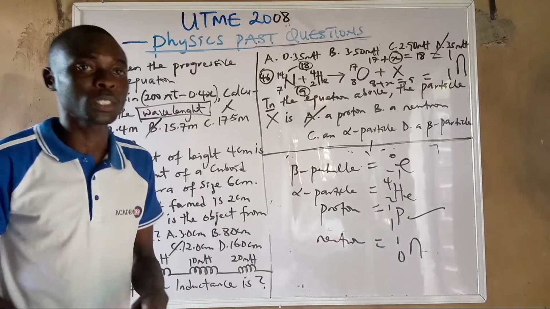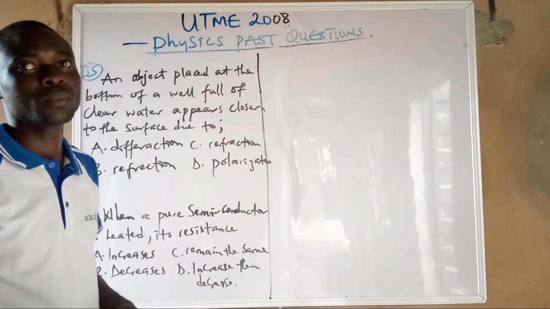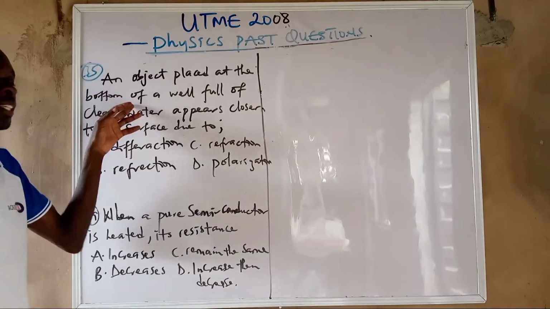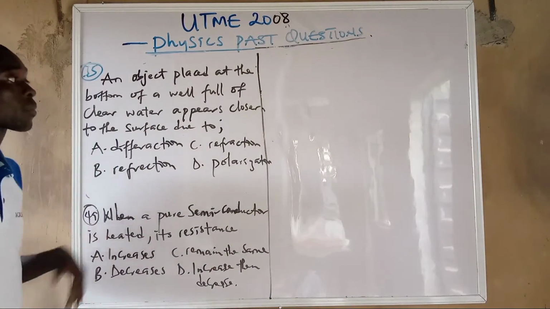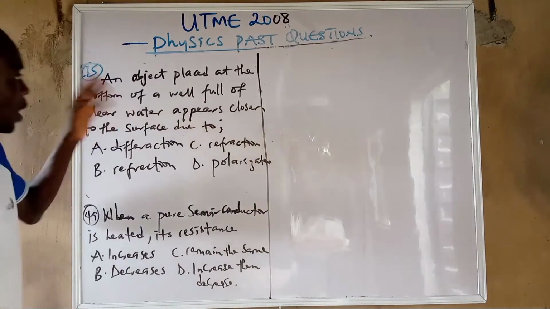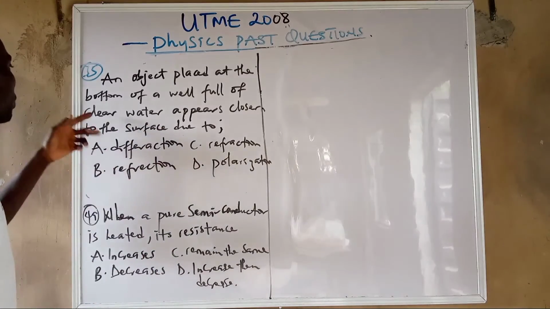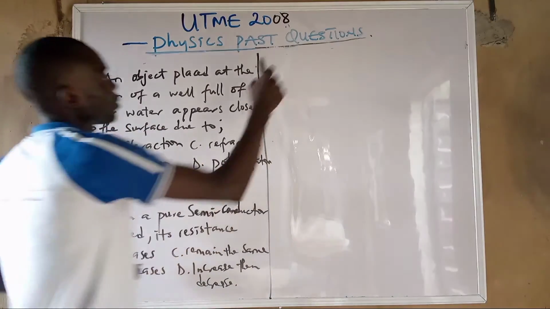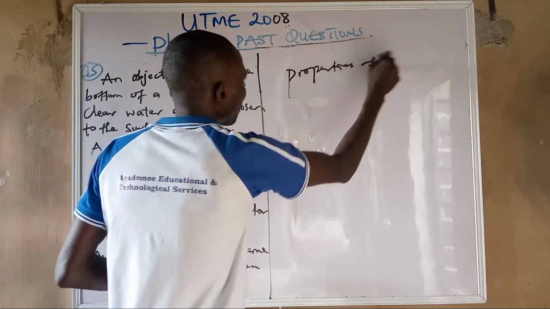So we have 2 more questions to round up this class. The remaining 2 questions we are going to consider are number 35 and number 49. They are not calculation questions. However, they are testing our understanding of those concepts. This one is under properties of waves.